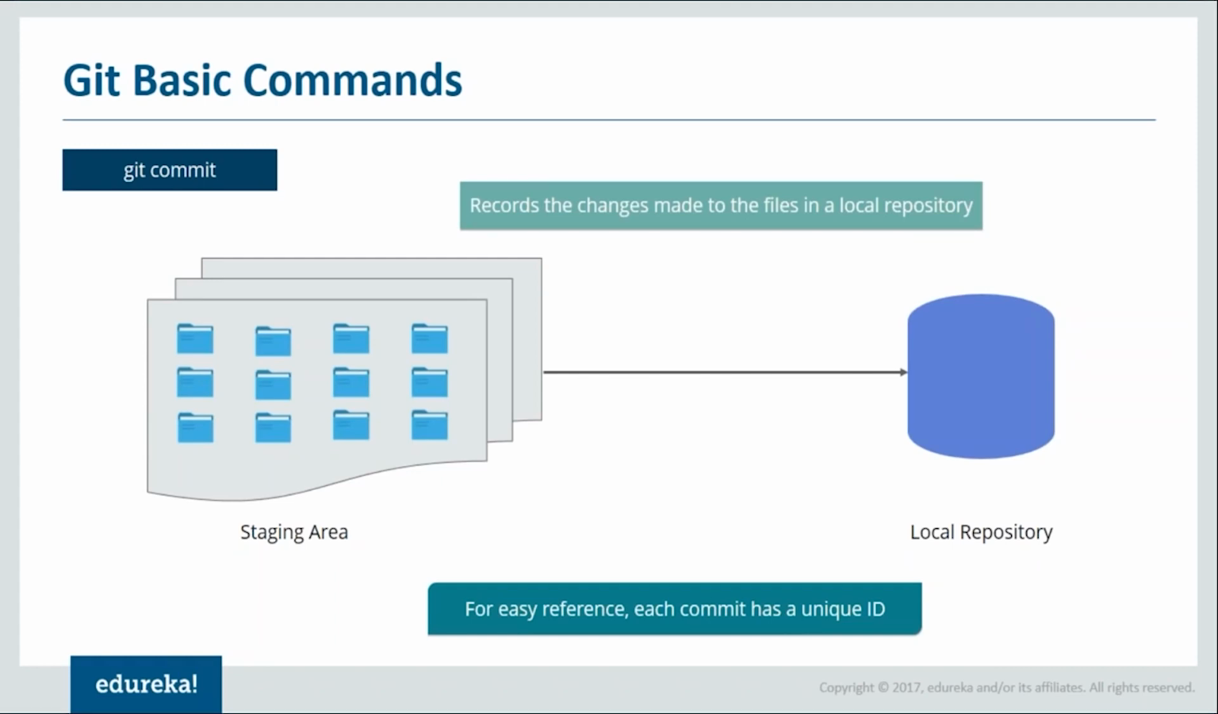And it is a good practice to always give a commit message, right? So that helps you in understanding what change was done in this particular commit, right? So I'll quickly open my virtual machine and I'll show you how you can commit changes to the local repository.